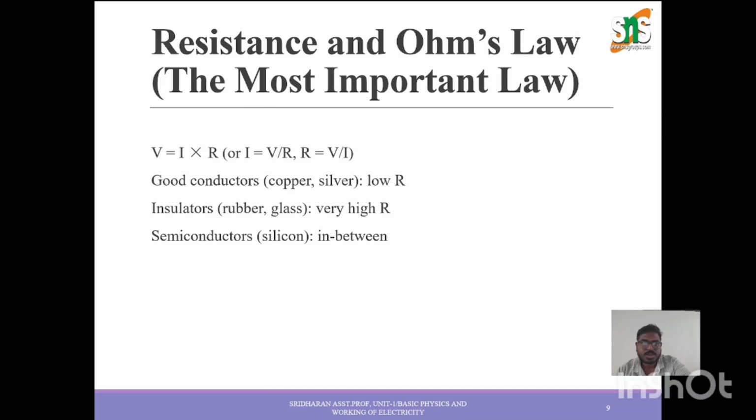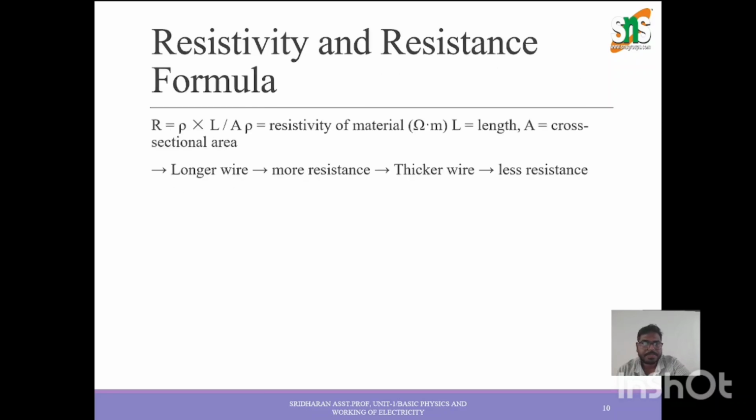Semiconductors moderately conduct electricity as well as moderately insulate it. Silicon is one of the major examples of semiconductors. The resistivity and resistance formula is R is equal to rho into L by A. Here, rho represents the resistivity of the material, L represents the length and A represents the cross-sectional area.